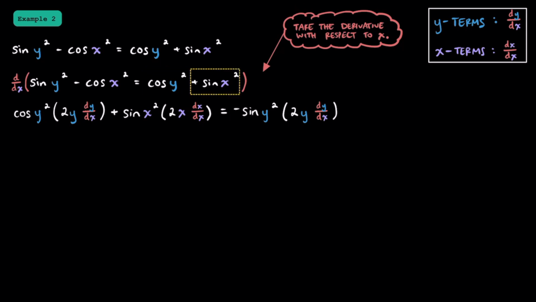And finally, taking d/dx of sine of x squared, using the chain rule one last time, we're going to get cosine of x squared times 2x dx/dx. Now that we've taken the derivative of each term with respect to x, let's clean this up a bit.